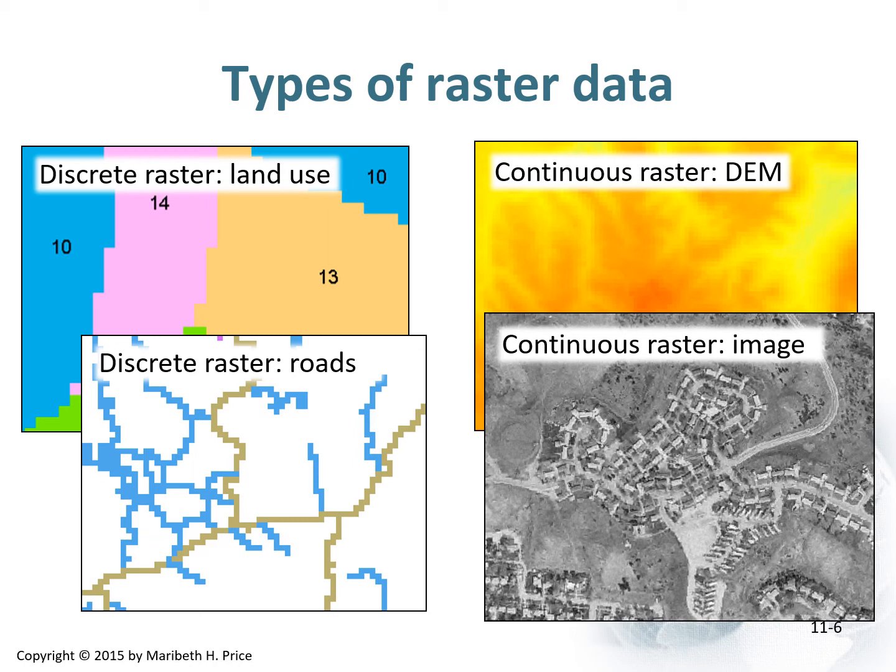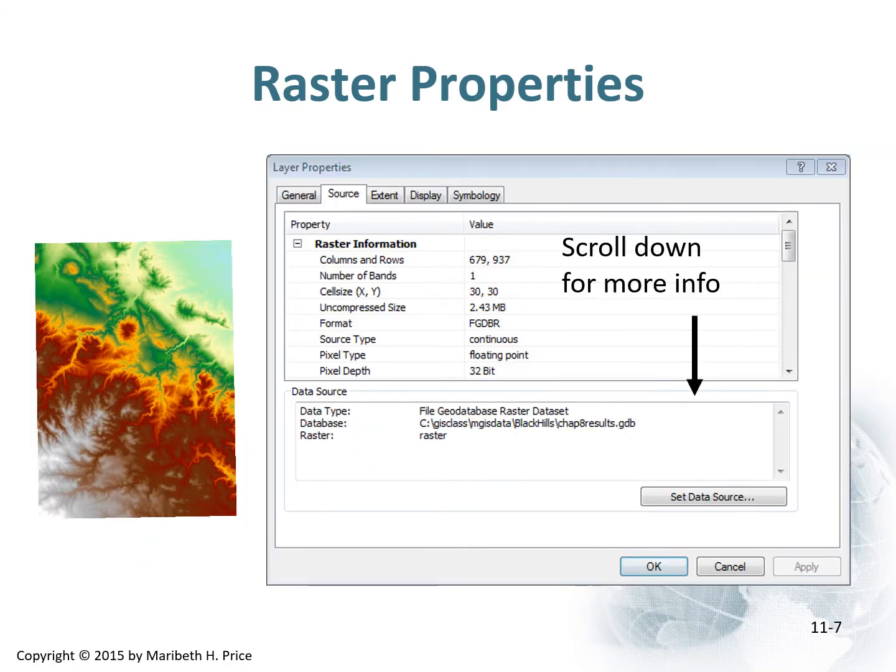Or it could be color values for an image. When you go to the layer properties and you look at the source with raster data, you'll see the number of rows and columns, the number of bands, the cell size, the format, the source, the pixel depth and type, and all that stuff is there. And if you want more information, you can literally just scroll down.